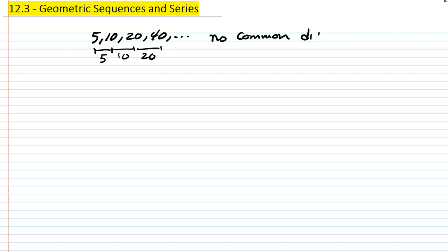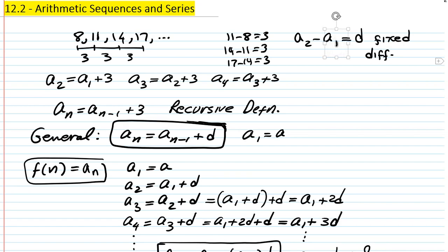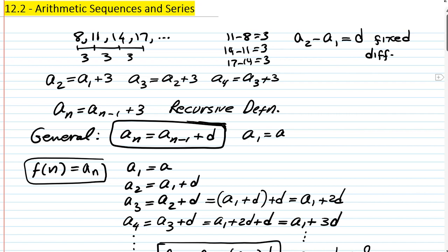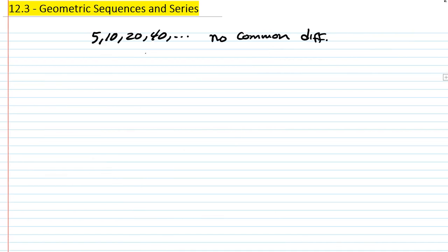The reason I say that is because in the previous section, we talked about arithmetic sequences. We said the arithmetic sequence is right here. In an arithmetic sequence, there is a common or fixed difference. Well, the sequence I have right now is not arithmetic, correct? So there is no common difference. Therefore, this is not arithmetic.